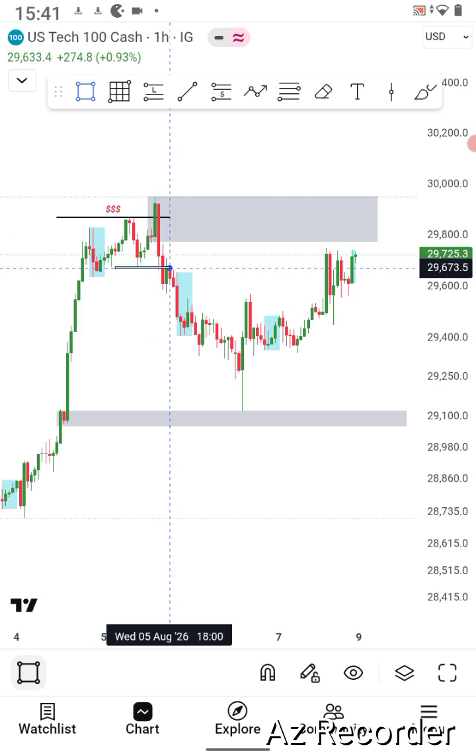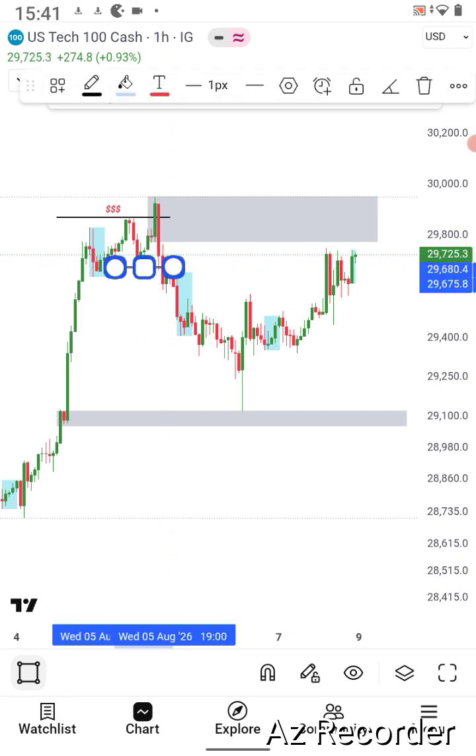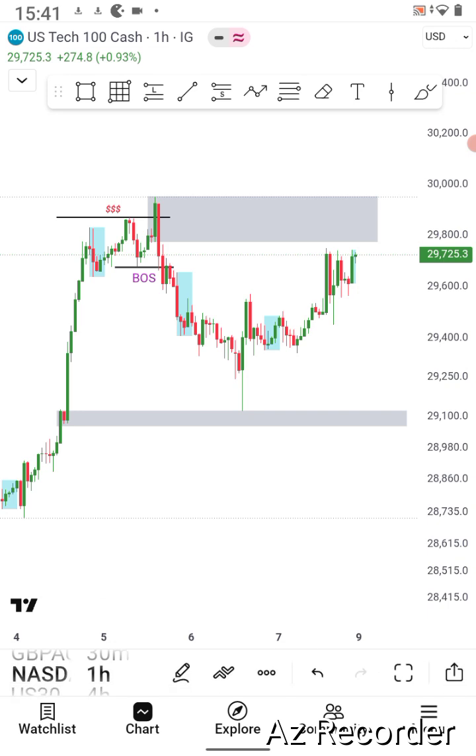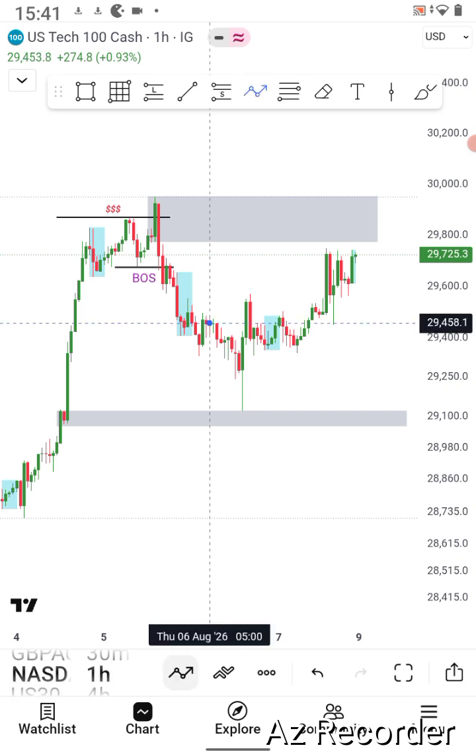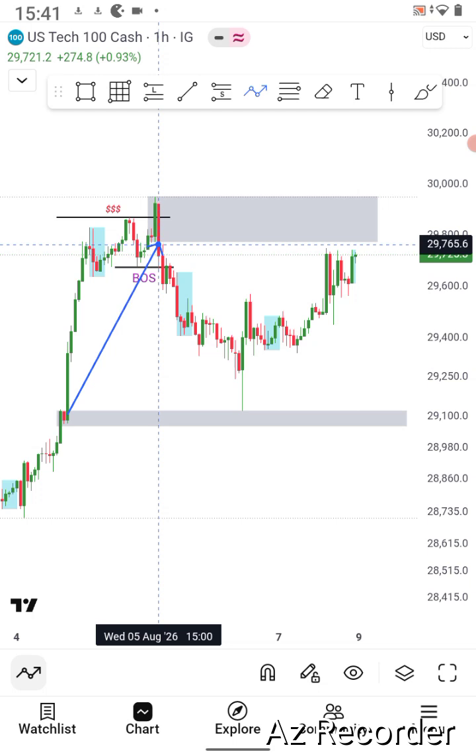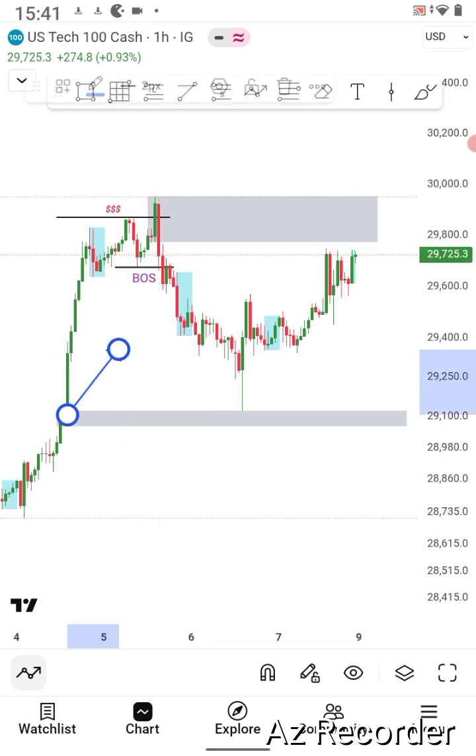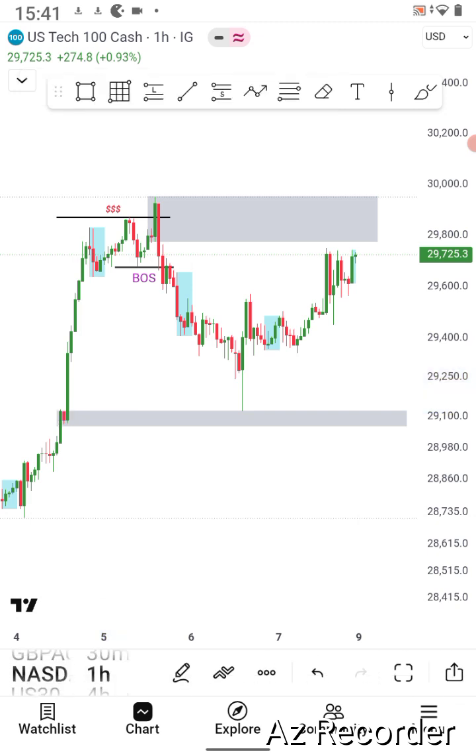Are you seeing it now? I want to see this, a break of structure. I want to see that. Then an order block, which I already marked, an order block on the 1 hour time frame. This is what I've been explaining in my most recent videos. The same thing every day.